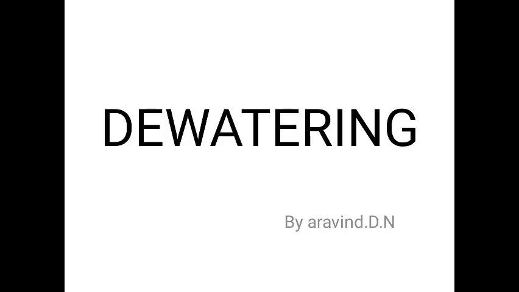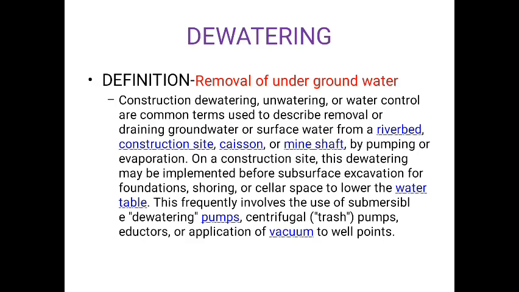I am explaining dewatering. The definition of dewatering is the removal of underground water. Construction dewatering, unwatering or water control are common terms used to describe the removal or draining of groundwater or surface water from a riverbed, construction site, excavation and mine shaft by pumping or evaporation.